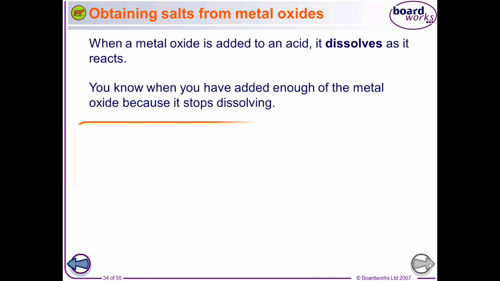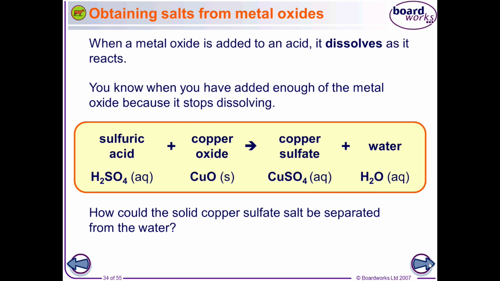Right, the next part is just to sort of review what we've already said. Now, it's another example of adding a metal oxide to an acid, only we're going to go into a little bit more detail now. So we're using sulfuric acid and copper oxide this time. So I'll look at my salt. It's got my metal from the base, and sulfate because I've used sulfuric acid, and again I've got the water because it's a neutralization reaction.